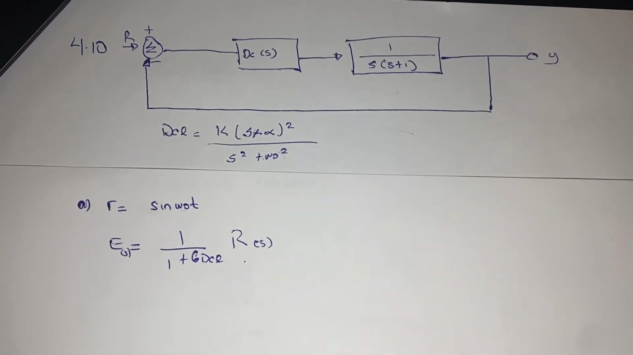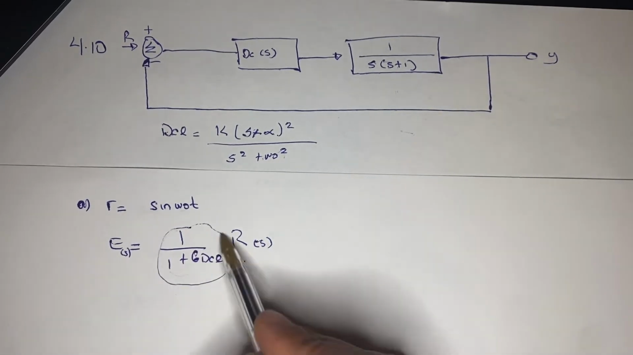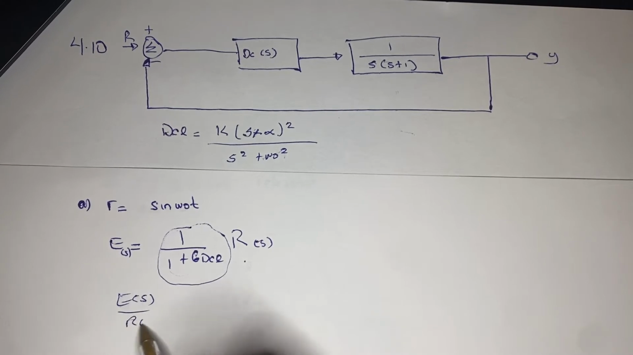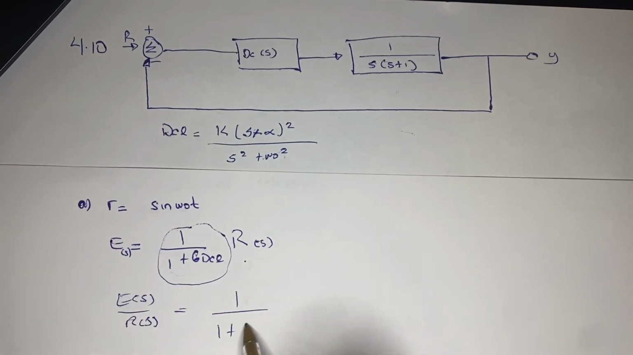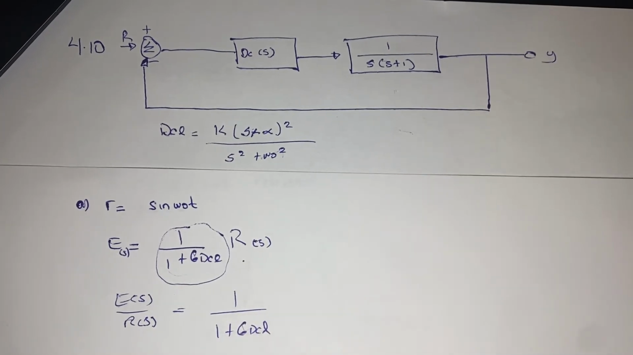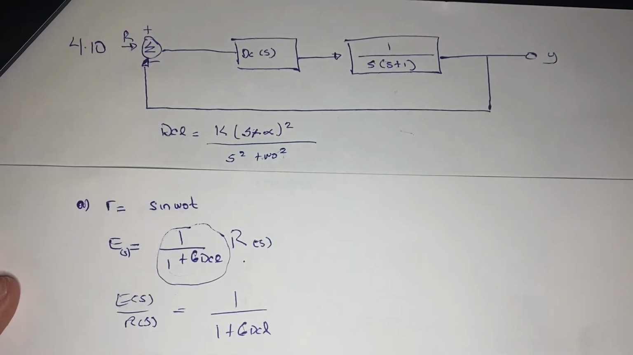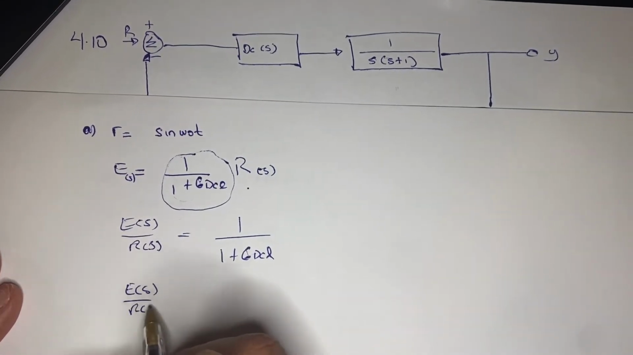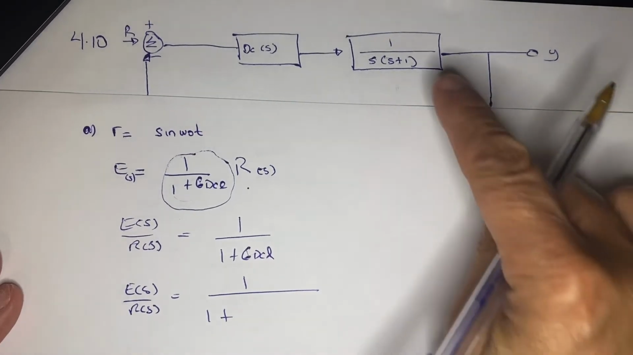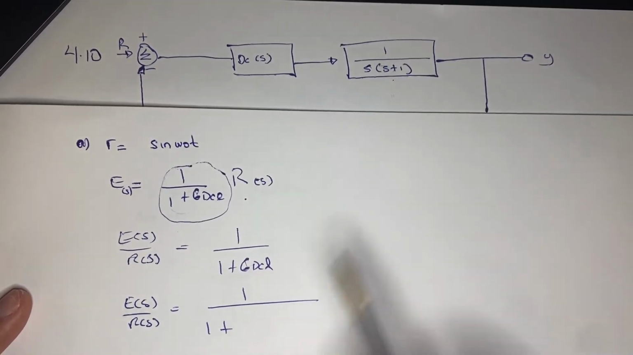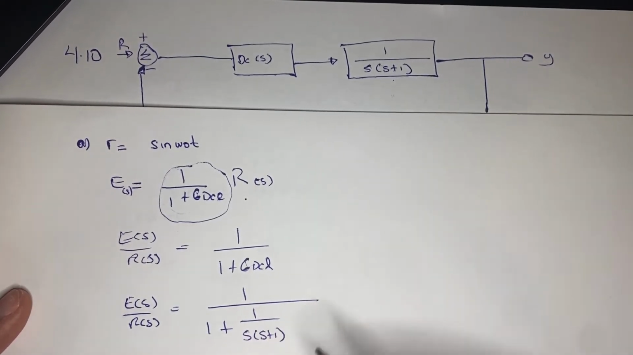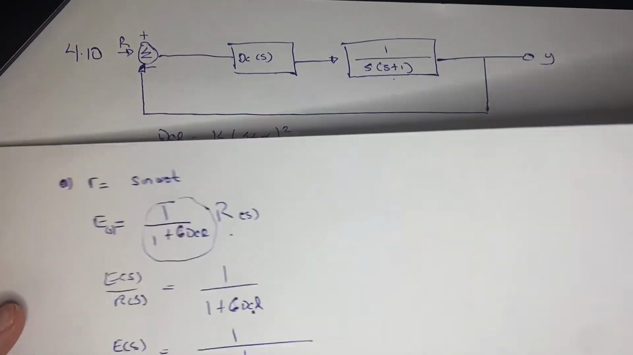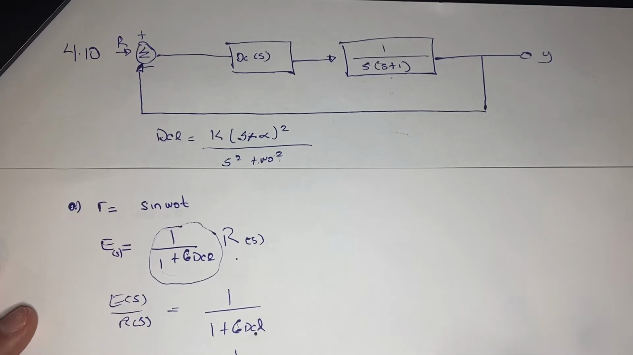Okay, let's start by calculating this term here. So it will be EDS over RS equals 1 over 1 plus GDCL. If we do this algebra, we're going to find the following. We have EDS over RS equals 1 over 1 plus transfer function G, which is given here, 1 over S plus 1, multiplied by the transfer function of the controller, which is given here. So it will be K times S plus alpha squared over S squared plus W0 squared.